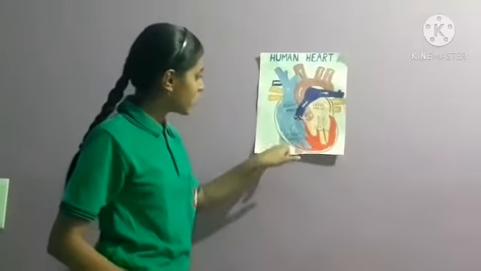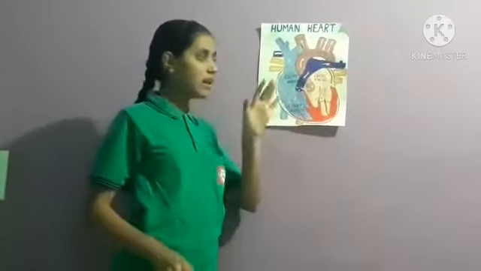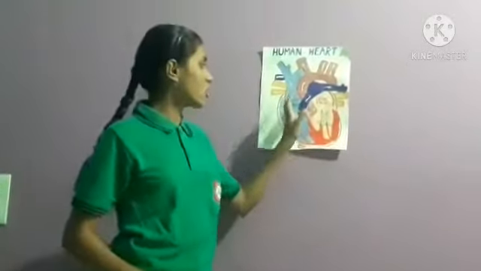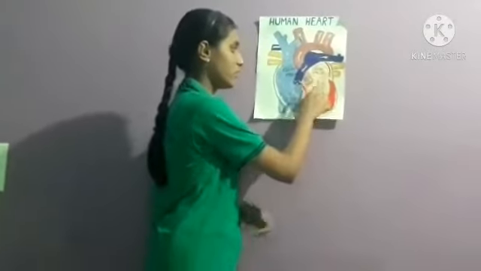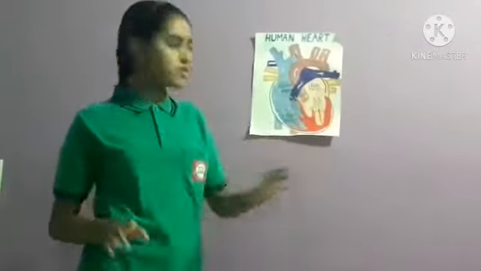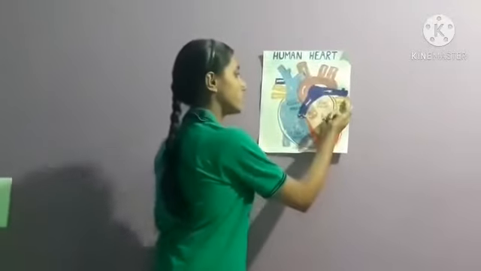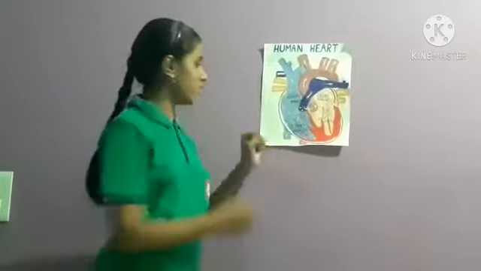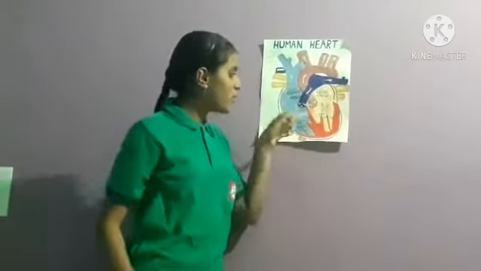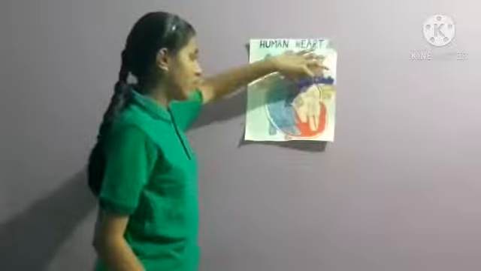The deoxygenated blood is then pumped out from the pulmonary artery to the lungs. In the lungs, the deoxygenated blood is converted into oxygenated blood. And the second time, the blood enters from the pulmonary vein to the left atrium, when the left atrium relaxes. When the left atrium contracts, the blood moves towards the left ventricle, which receives the blood when it relaxes.